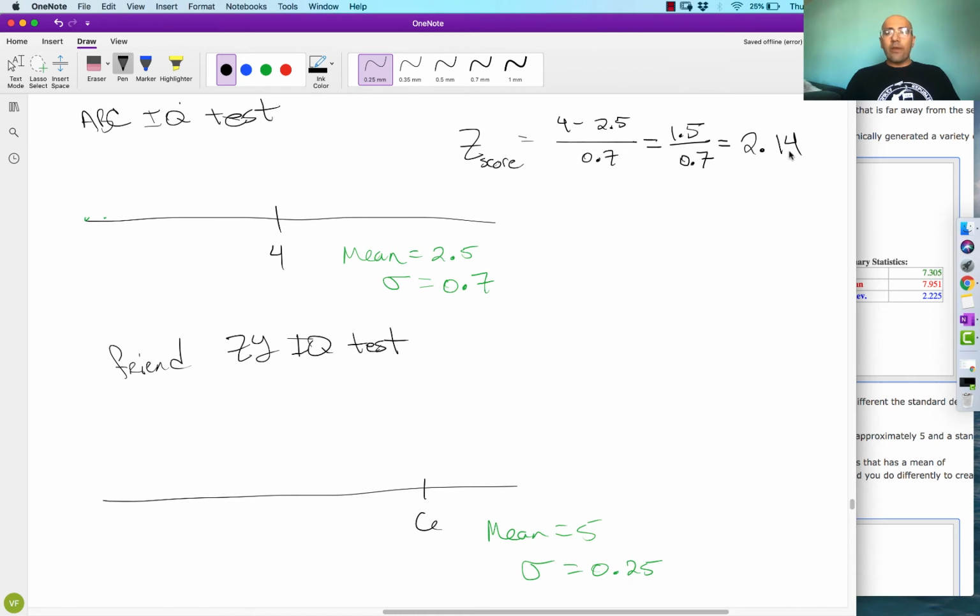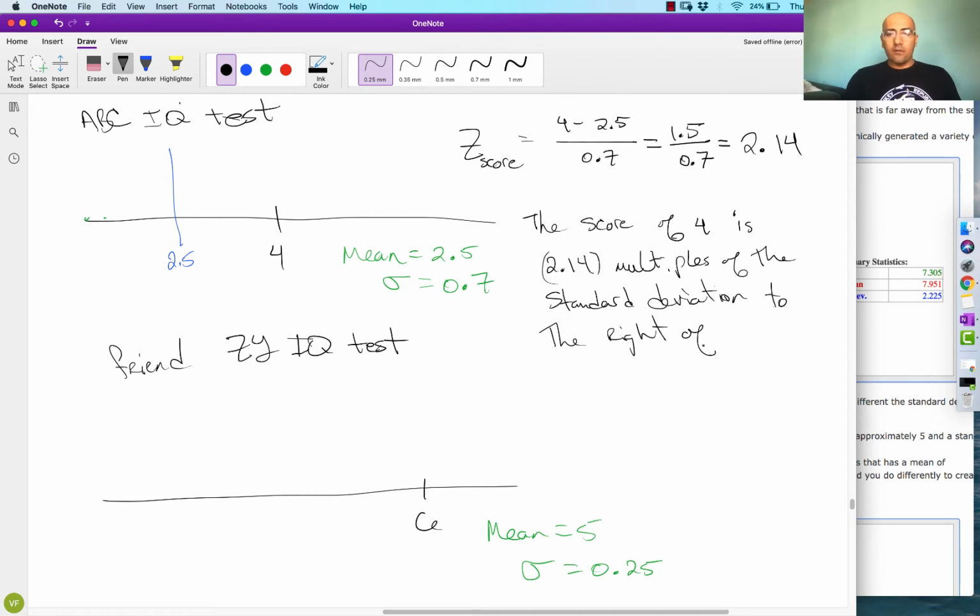Okay, 2.14 multiples of the standard deviation to the right of the mean. That's how we interpret that z-score. The mean is over here at 2.5. So the z-score of 2.14 can be interpreted as the score of 4 being 2.14 multiples of the standard deviation to the right of the mean.